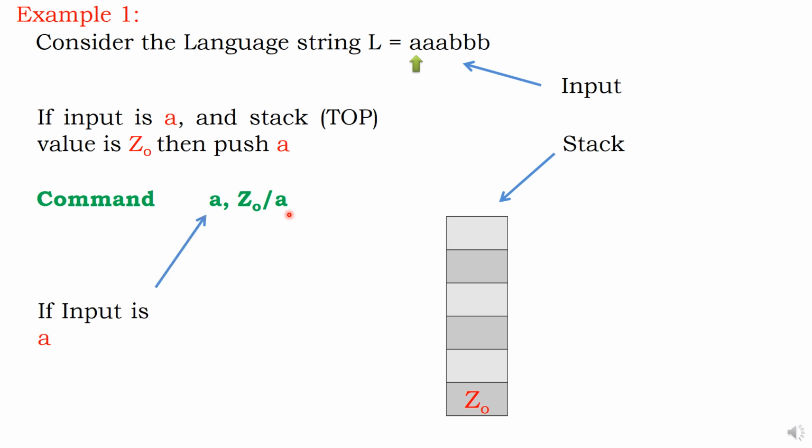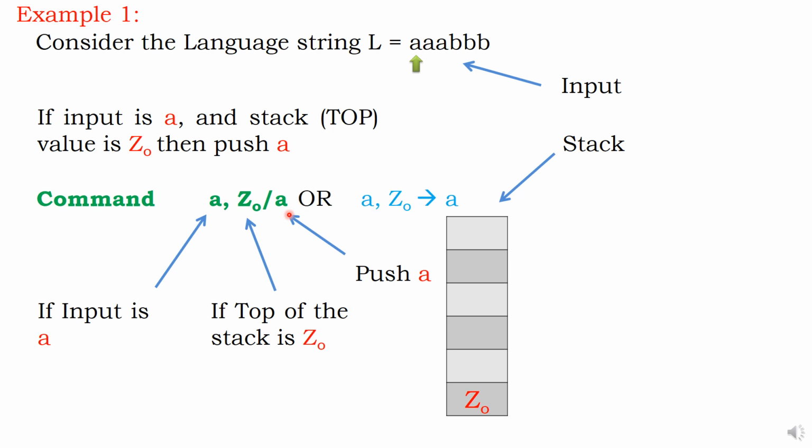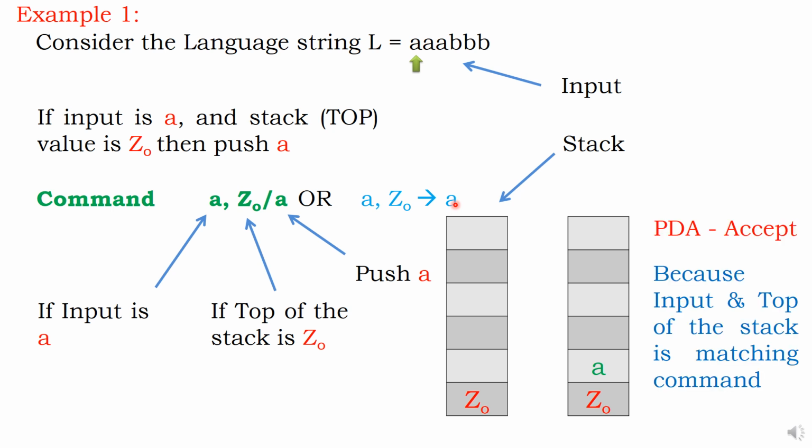Now, this is input A. This is top of the stack Z0. Now, what should I do? Push A. What is the alternative command? Same. A is the input, Z0 is the top of the stack, then you can push A. Now, I just pushed A. Is it accepted? Yes. The PDA accepts this particular work because input and top of the stack match the command.